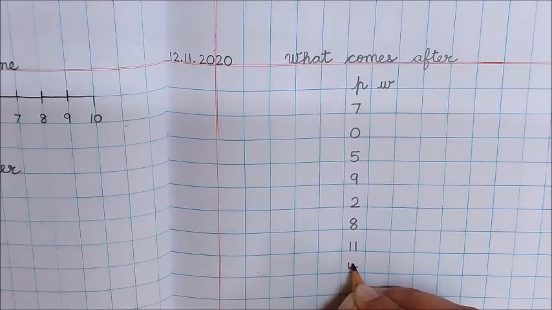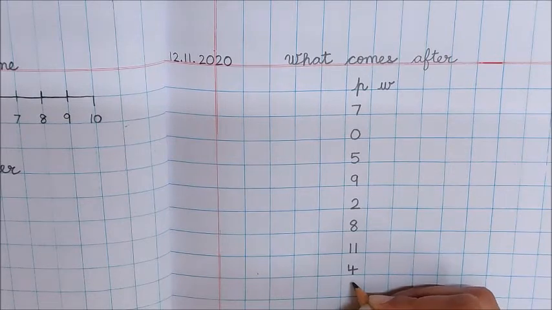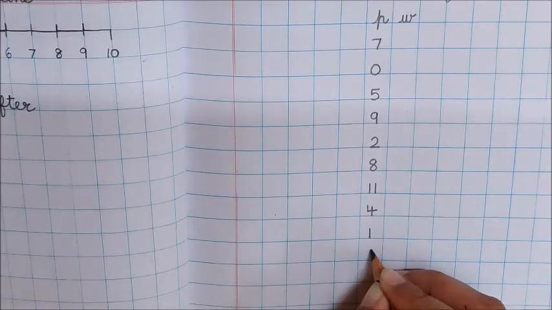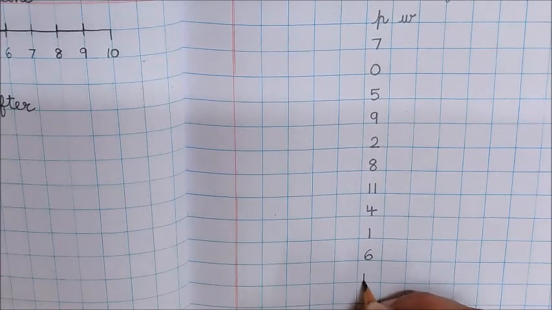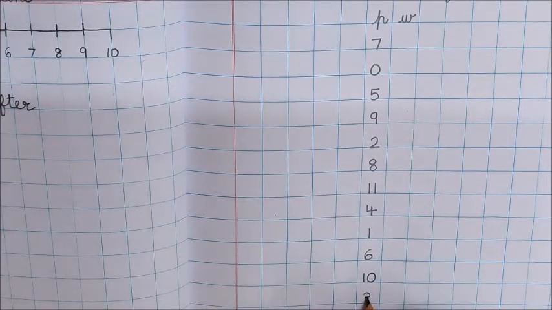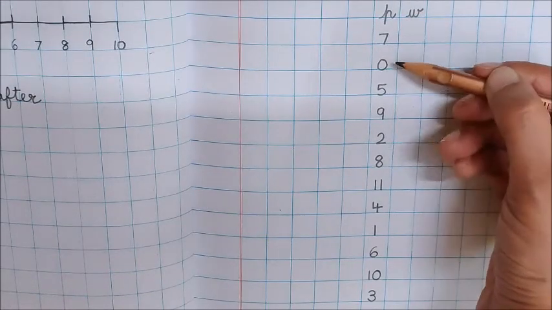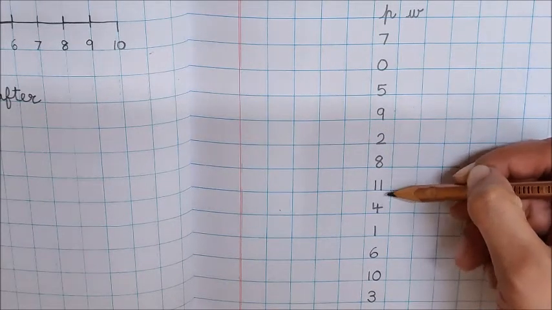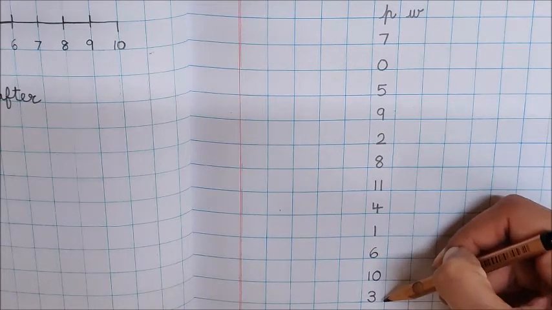Now write down 4. Below 4, write down number 1. Now write down 6. 10. 3. Let's check the numbers again. 7, 0, 5, 9, 2, 8, 11, 4, 1, 6, 10, 3.